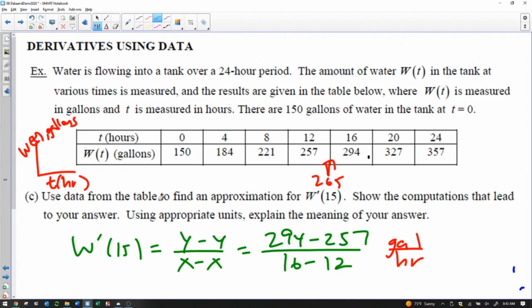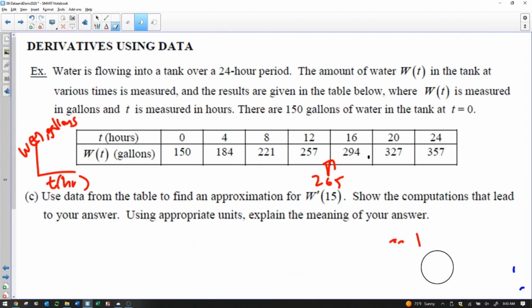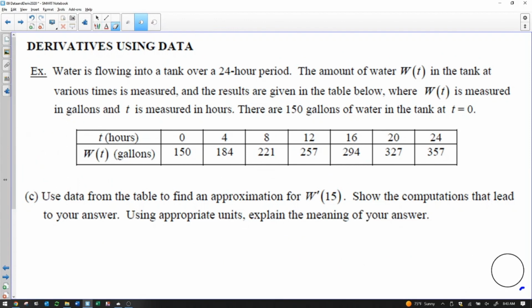Let's go look at C. Okay, C says, find an approximation for W prime of 15. So if you're given a table, how do you find the derivative?